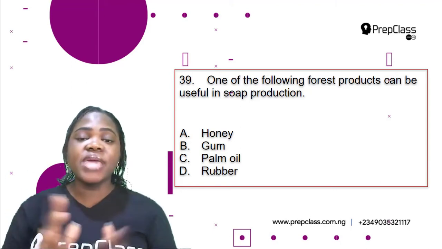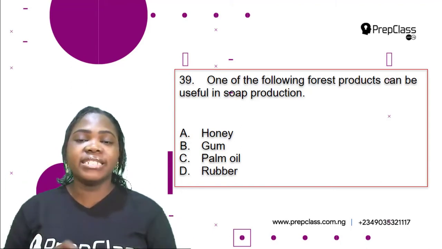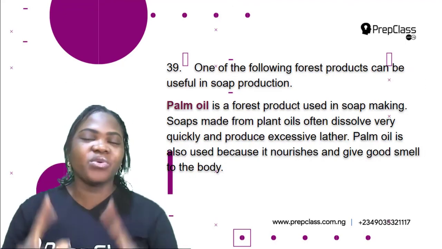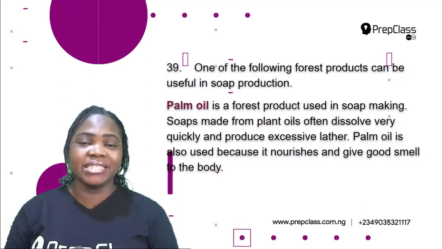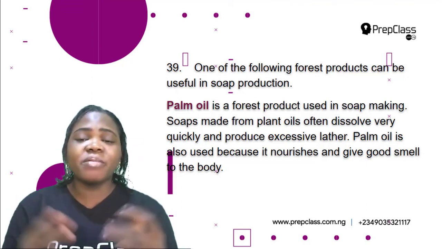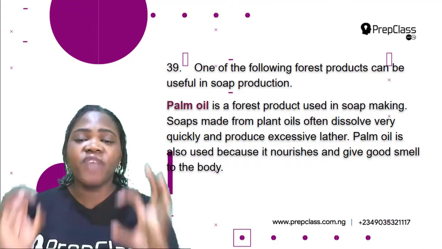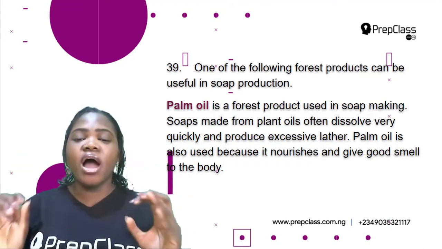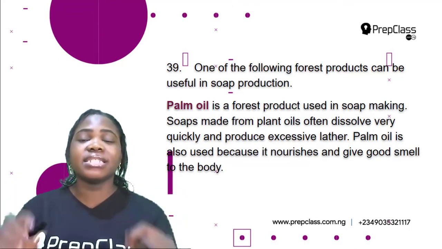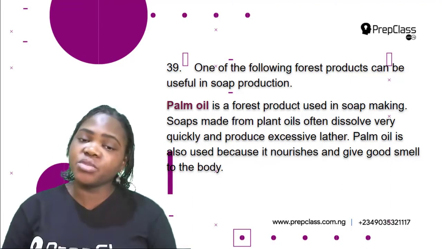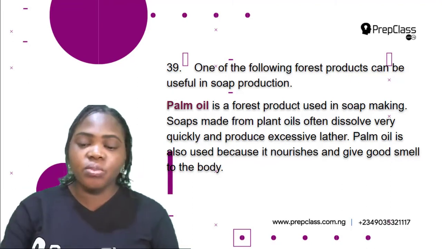Question 39. One of the following forest products can be useful in soap production. A. Honey. B. Gum. C. Palm oil. D. Rubber. So palm oil is a forest product used in soap making. Soaps made from plant oils often dissolve very quickly and produce excessive lather. Palm oil is also used because it nourishes and gives good smell to the body.